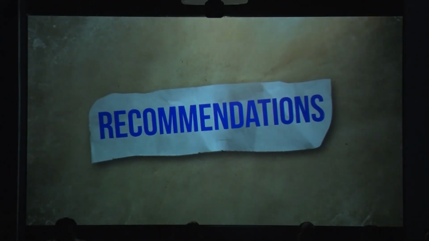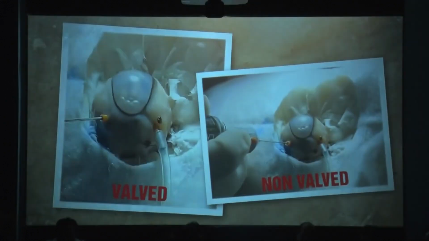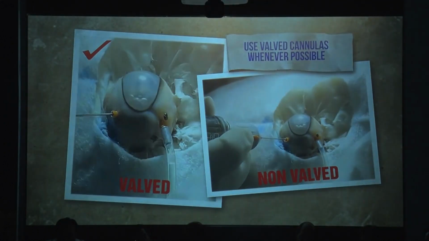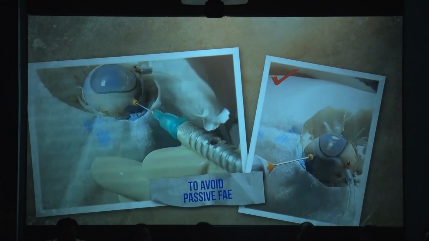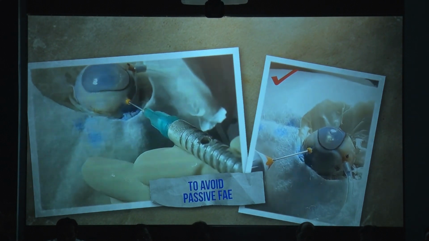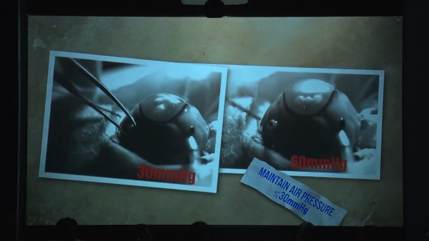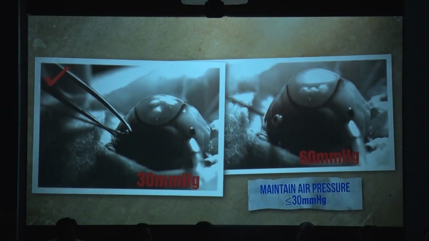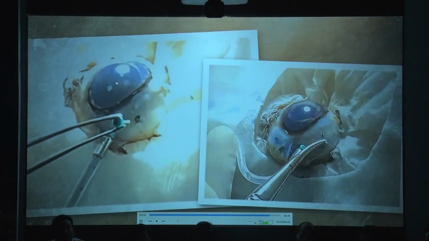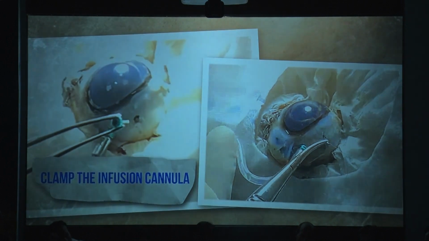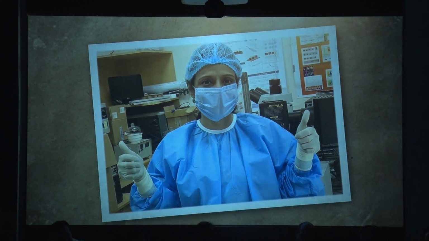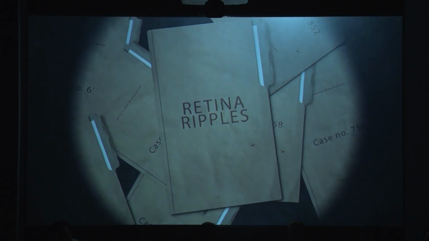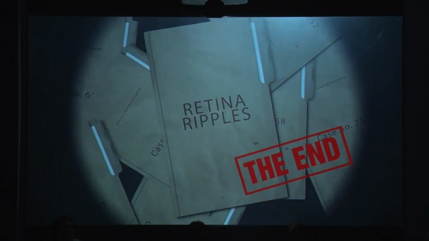Based on our experiments, we recommend use of valve cannulas whenever possible. To avoid passive fluid air exchange; even if done, direct the exit port away from the surgeon and the assistant. Maintain air pressure at less than or equal to 30 millimeters of mercury, and stop active air infusion or clamp the infusion during removal of cannula and suturing. Last but the most important, usage of adequate personal protection is mandatory. Based on these experiments, vitrectomy appears to be a safe procedure during COVID times.